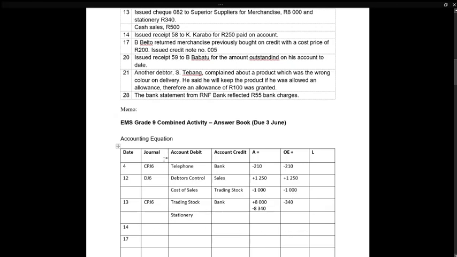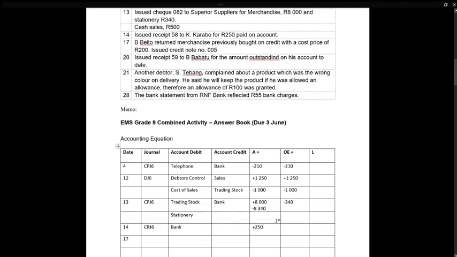Right, then on the 14th, issued receipt 58 to K Karabu for 250 Rand paid on account. Okay, so now we received money from a debtor, so therefore cash received, journal number 6. My bank will increase, so I'm receiving money. Bank is classified as an asset, therefore my asset will increase with that 250 Rand.